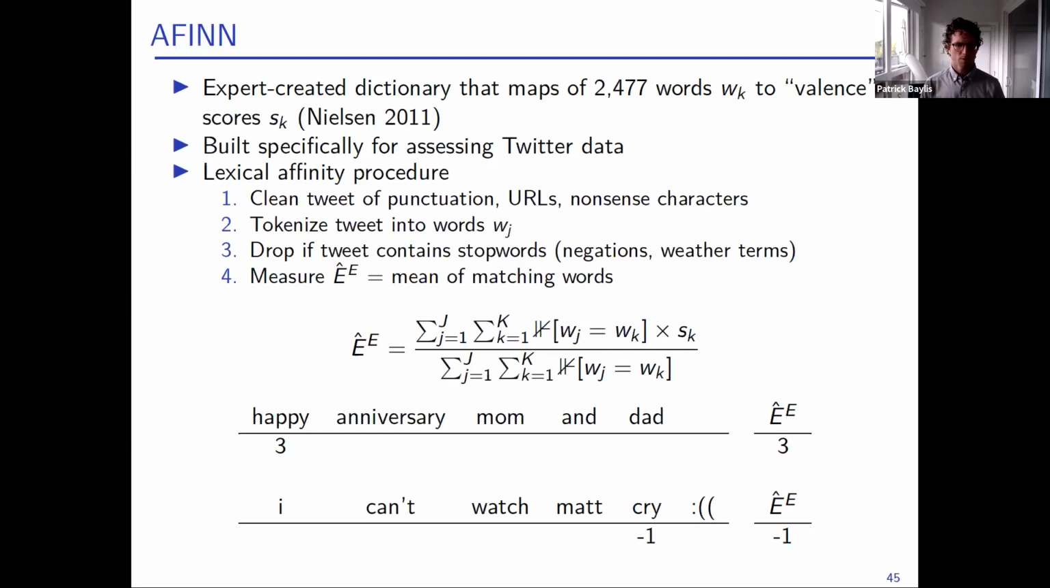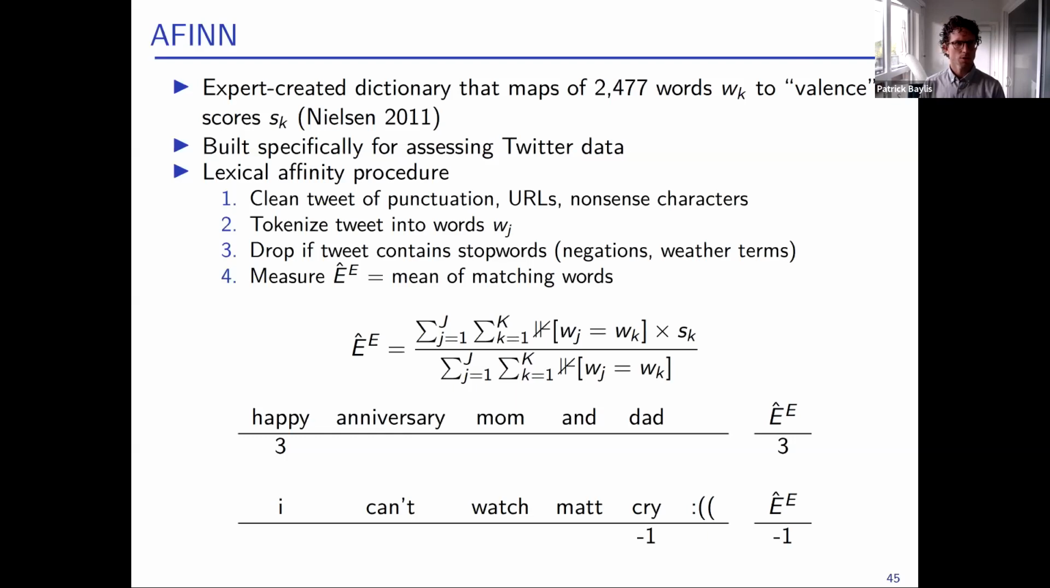Just to give you two examples of this, the tweet "Happy Anniversary, Mom and Dad" would generate a score of 3, simply because happy has a score of 3. Anniversary, mom, and dad are all non-scored words. That's important because a lot of words end up being not scored in these metrics, and that's, I think, kind of fine. The second example tweet to think about is "I can't watch Matt cry." Again, only one word is actually scored here. It's cry, and it's a slightly negative word. So this tweet gets a -1. Most of the approaches are basically along these lines.